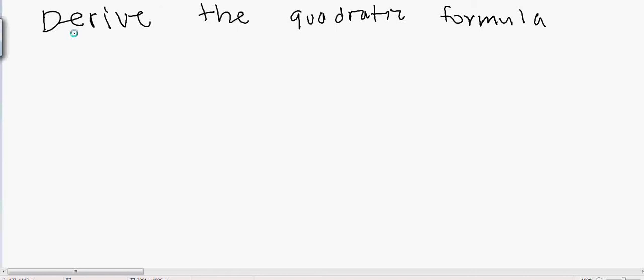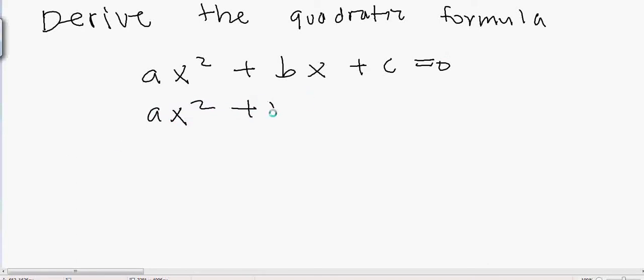Okay, so the derivation is mainly based on the concept of completing the square. So we start off with the standard form of a quadratic, which is ax squared plus bx plus c equals 0. Now, first thing we want to do is move c to the other side. So we have x squared plus bx equals negative c.